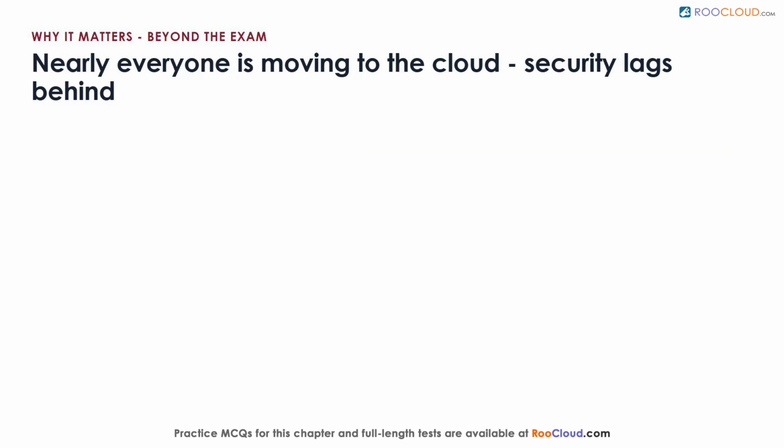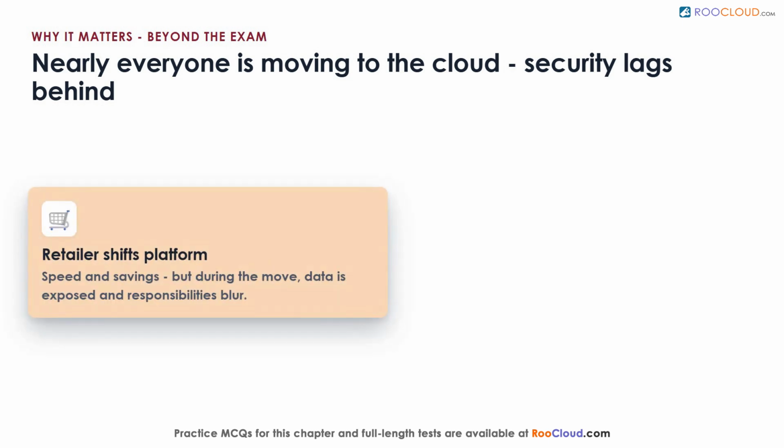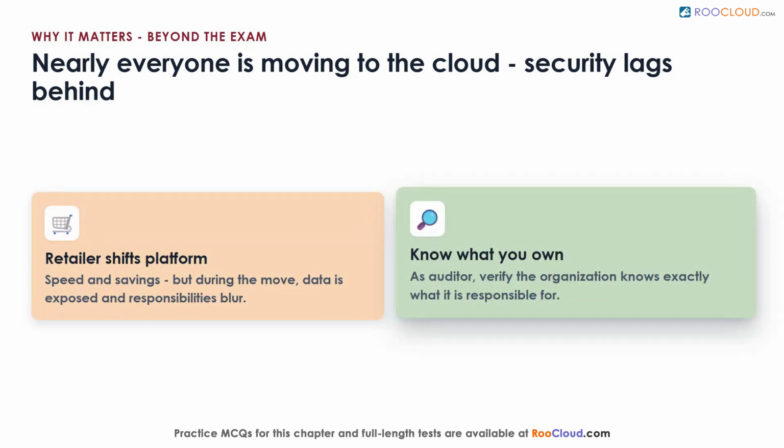Why does this matter beyond the exam? Because nearly every organization is moving to the cloud, and security often lags behind. Picture a retailer shifting its entire platform to a cloud provider. The move promises speed and savings, but during the transition, data is exposed and responsibilities blur. As an auditor, you make sure the organization knows exactly what it owns. Let's start with the journey.